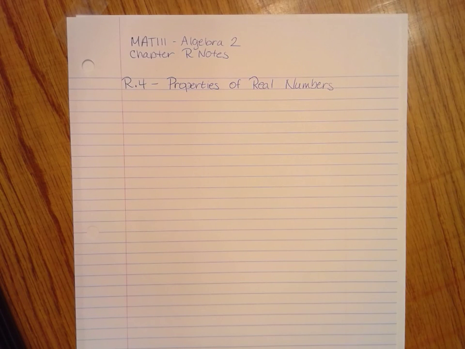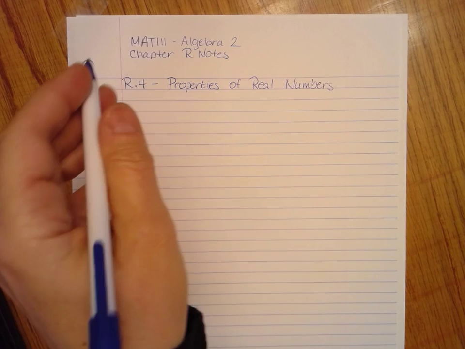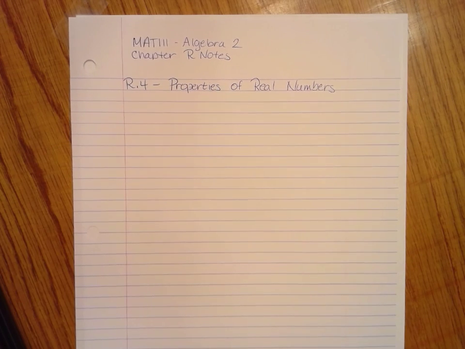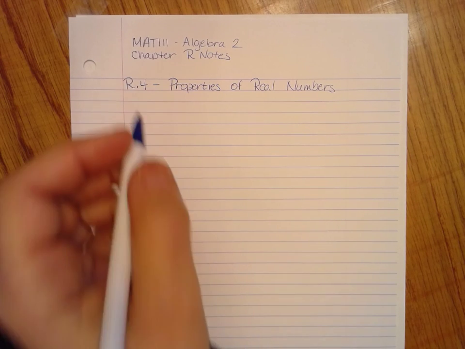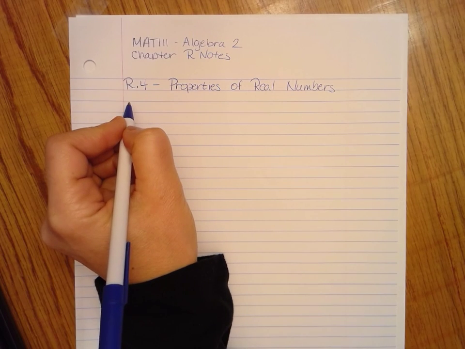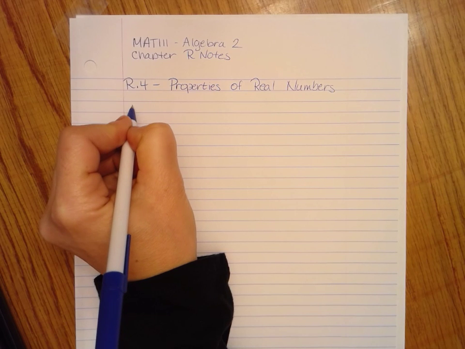This is the Chapter R Notes for R.4, MAT 111, Algebra 2 at Suffolk Community College. R.4 is properties of real numbers, and we're going to go through the names of those properties. We've already talked about order of operations, and reviewed most items in this chapter.